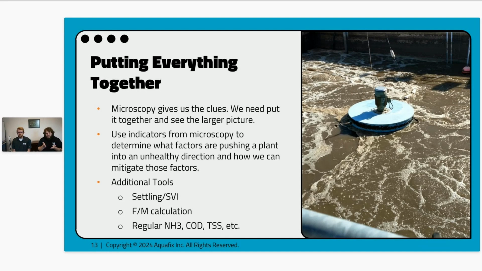Or what are some things that I'm seeing happening in the plant on a large scale? How are those reflected in my microscopy? This really should be a tool in an operator's tool belt in the same way as SVI and settling, F/M calculation, regular ammonia, COD, and TSS testing. There's really no reason that you shouldn't be familiar with the biology happening within your plant on a microscopic scale.